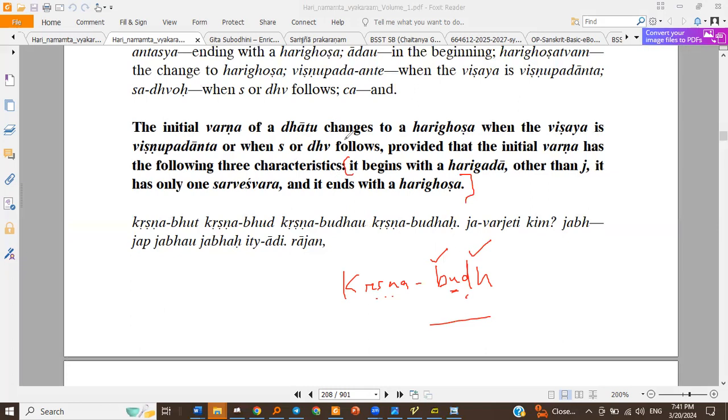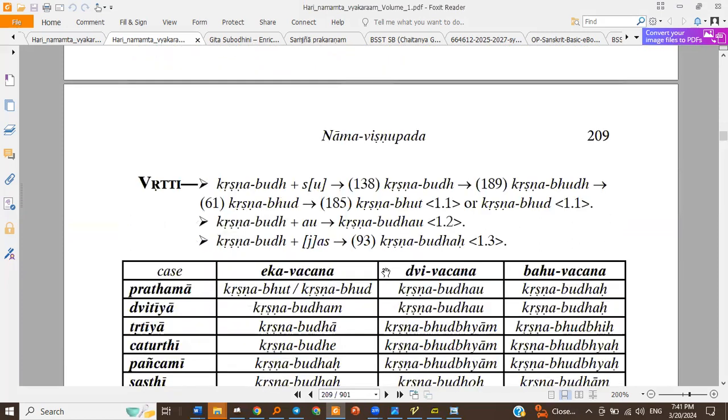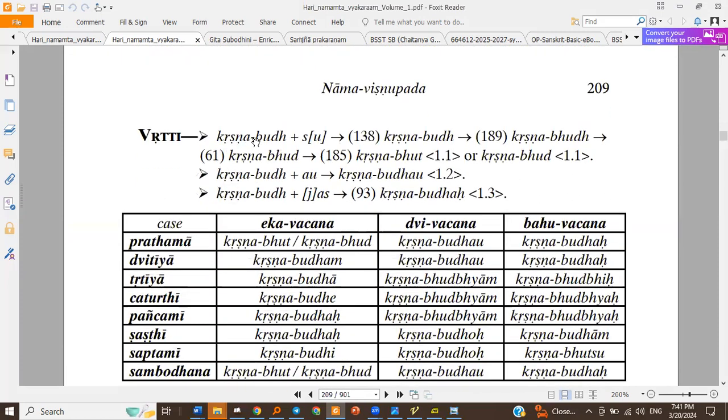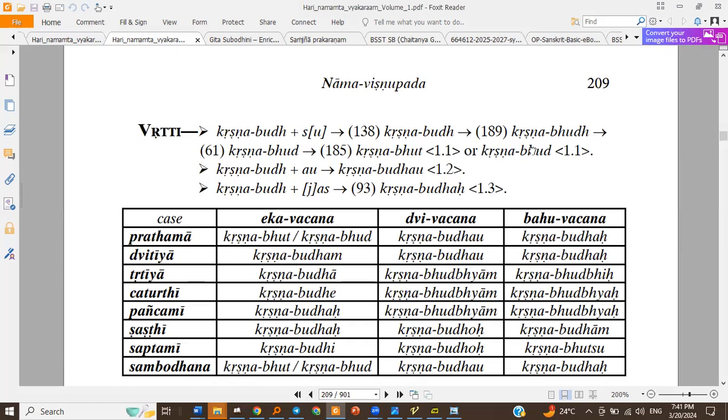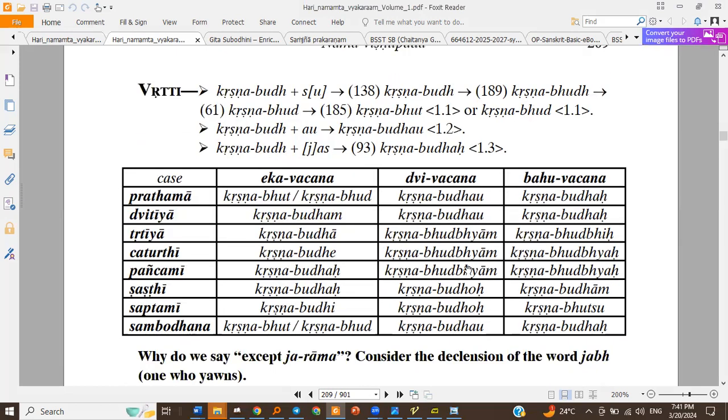So the initial varna of the dhatu, this Barama, will change to Hari Ghosha, either when it is Vishnu Padanta or when Sa or Dva is following. So Krishna Buddh, Su is deleted. Now it is Vishnu Padanta, so this Ba will change to Bha. And then Vishnudasasya Harikamalam Virame, Vavirame. So Krishna Bhut or Krishna Bhud. Similarly, Budhau, Budha, Budham, Budhau, Ityadi.